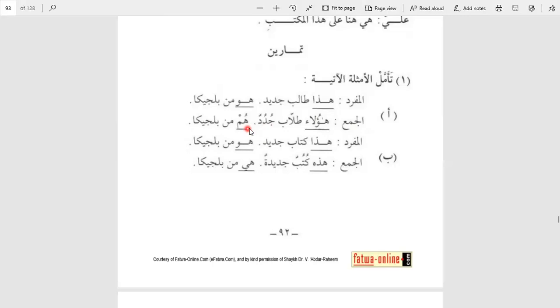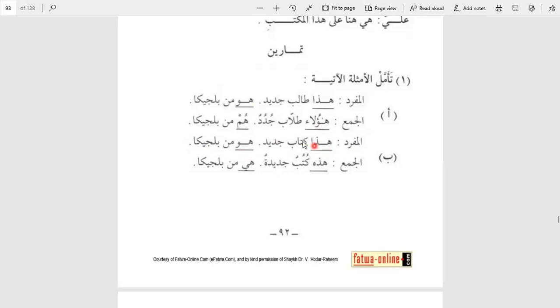And the pronoun goes: min Belgica, which is Belgium, and look at huwa and hum. Huwa refers to a singular person, hum to plural persons. And for the mufrad mu'annath, let's look at the next one. This is the concept that we emphasized in the lesson. Hadha kitabun jadid. This is a new book. Huwa min Belgica. So this is from Belgium as well.